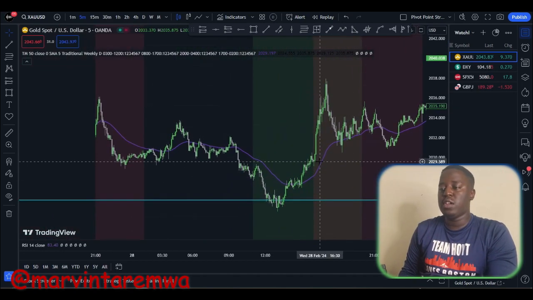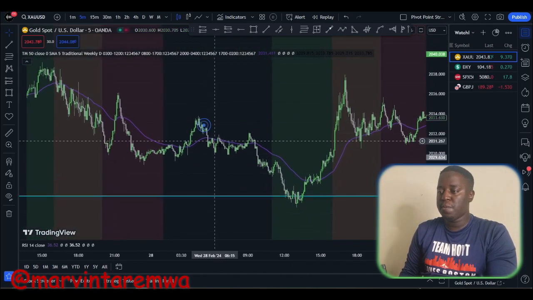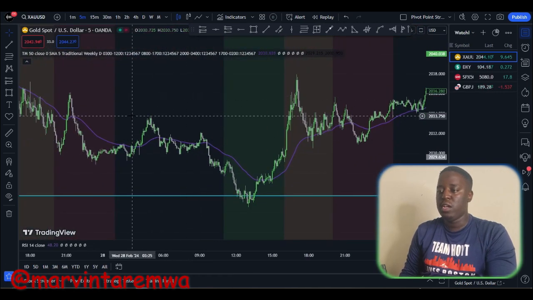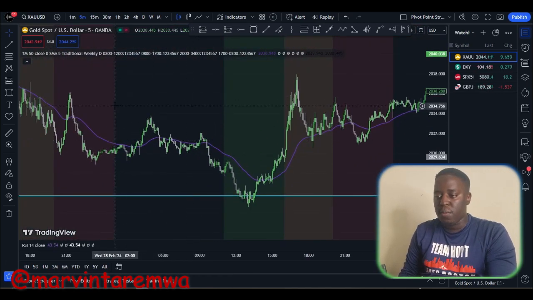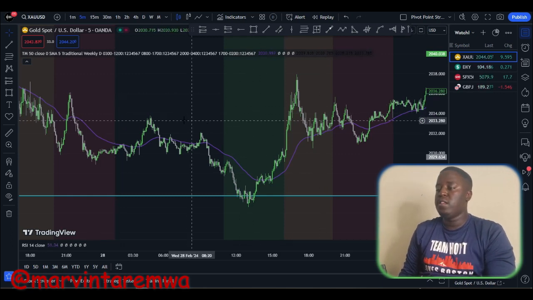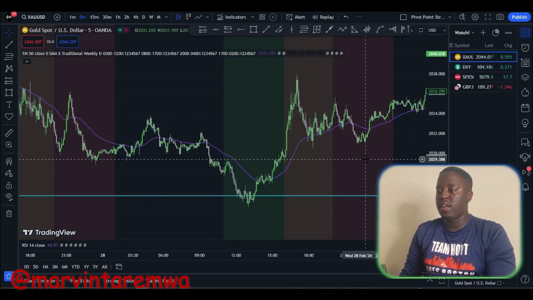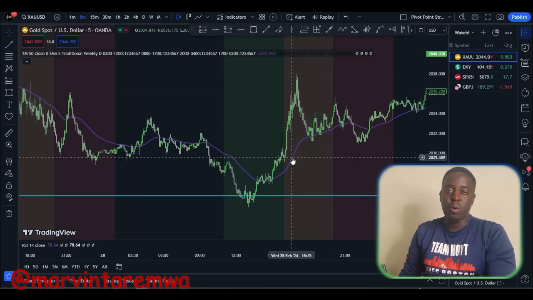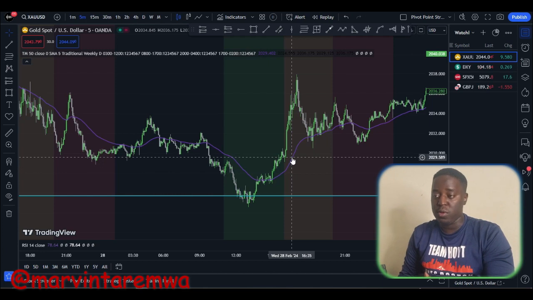So as you can see here, this is Wednesday. This is Wednesday's price action. As you can see, it starts from around here, which is at 2 a.m. East African time. So this is the whole day of Wednesday. So my trade was taken within the London session here, and I'm going to show you exactly what I was looking at when I took this trade.